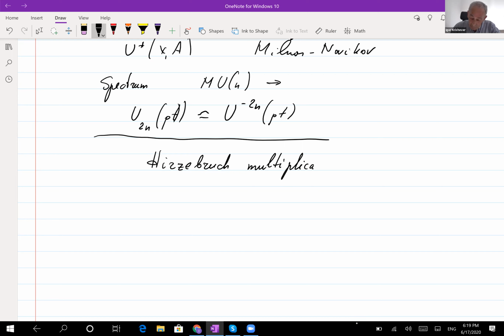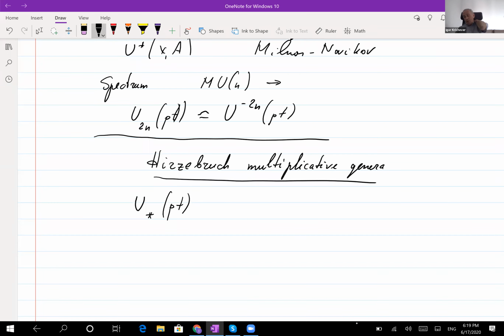Multiplicative genera. So any homomorphism from U star, in bordism of a point, there is a natural multiplication. You just take a direct product of manifolds, and this is a product in this ring, which is isomorphic to the product in the homologies.